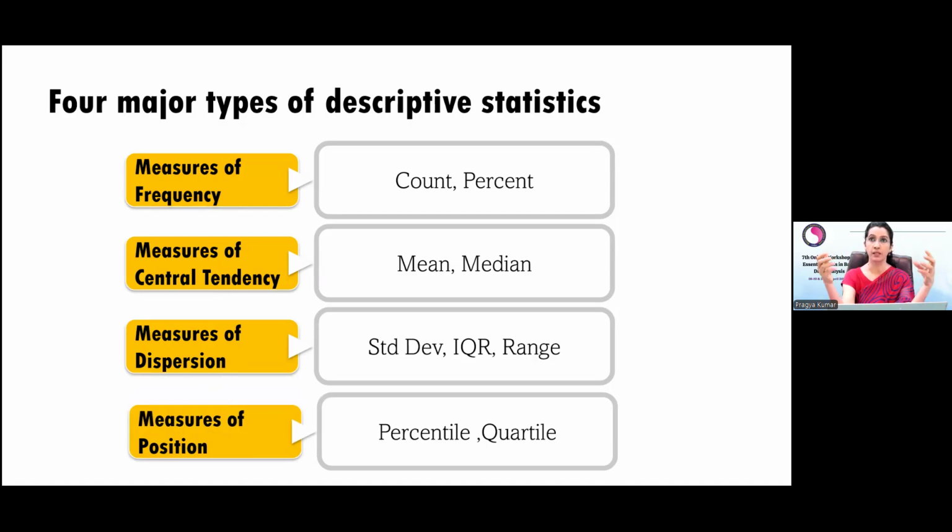What is the spread of the data? Any problem? It went down in between.